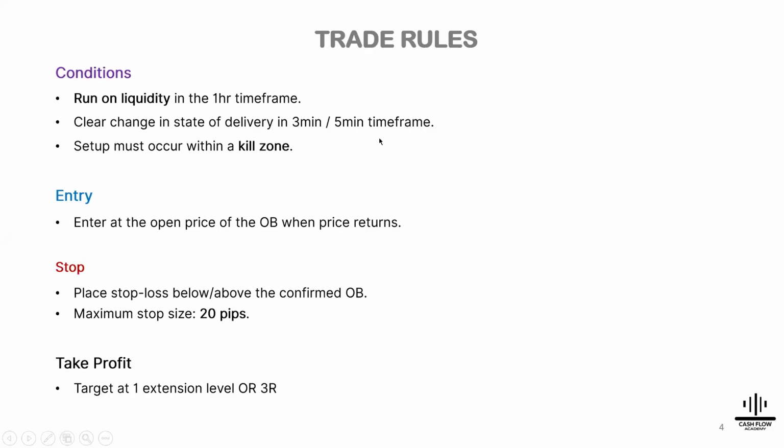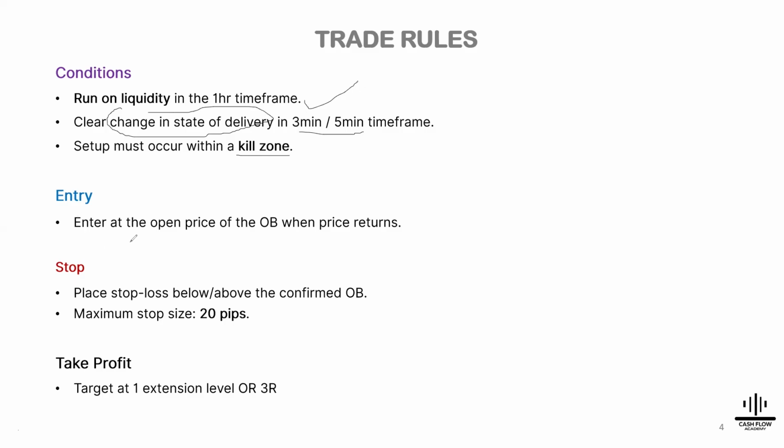Okay, as usual, I love to divide my rules into conditions, entry, stop, and take profit. So for conditions, the first thing you're looking out for is your run on liquidity in the 1 hour time frame, which is very easy to identify. Then the next thing, you want to drop down to the 3 minute or 5 minute time frame. What you're looking out for is a change in state of delivery. And then thirdly, you want this to be occurring within a Q zone. It could either be an Asian Q zone, London Q zone, or a New York Q zone. This is where you get the best entries.